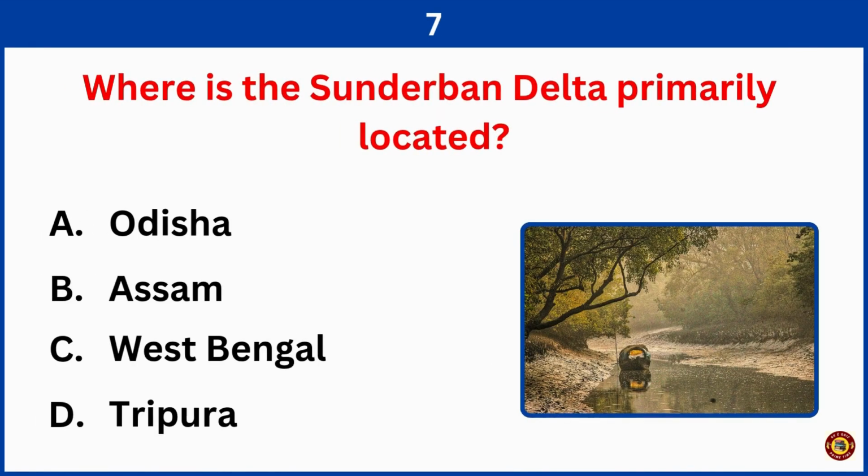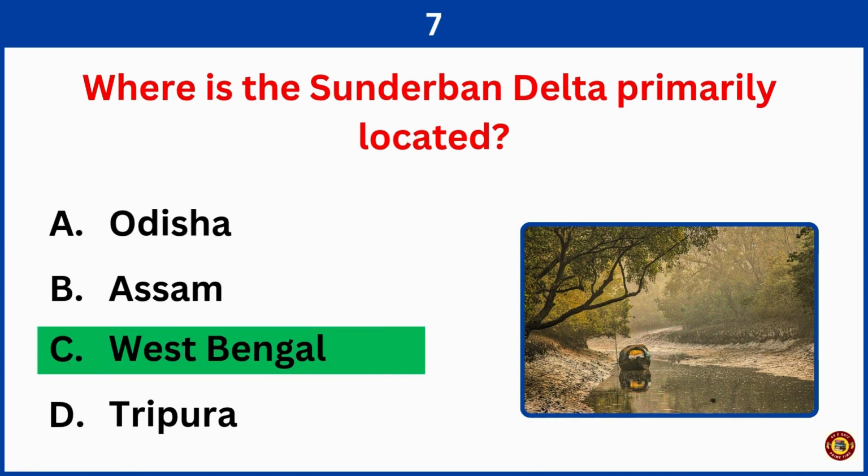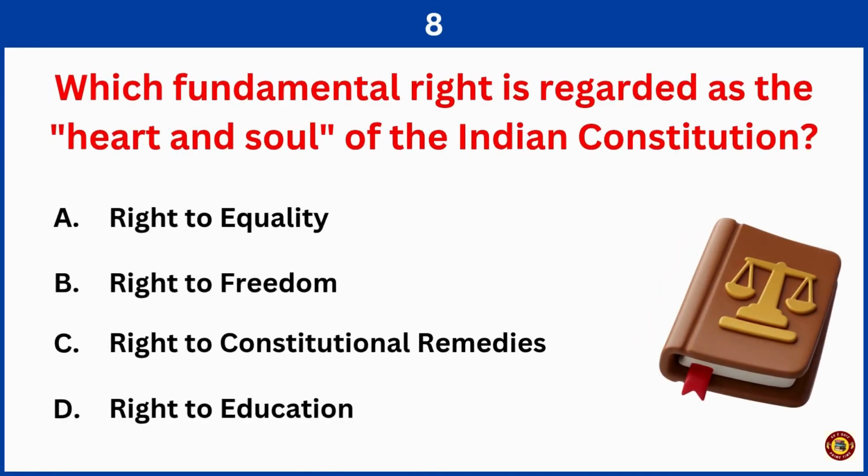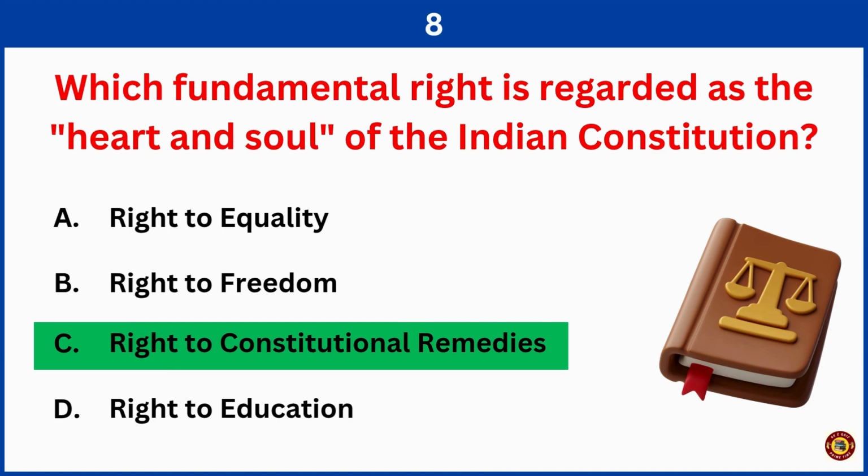Where is the Sundarban Delta primarily located? Right answer is option C, West Bengal. Which fundamental right is regarded as the heart and soul of the Indian Constitution? Right answer is option C, right to constitutional remedies.